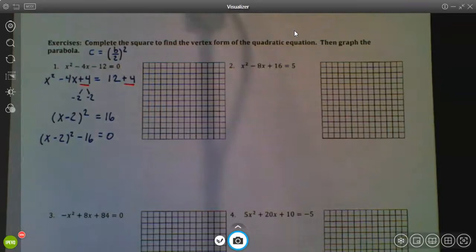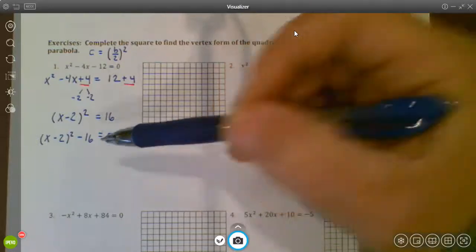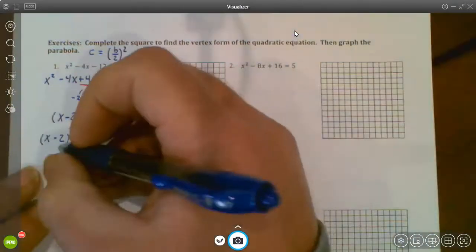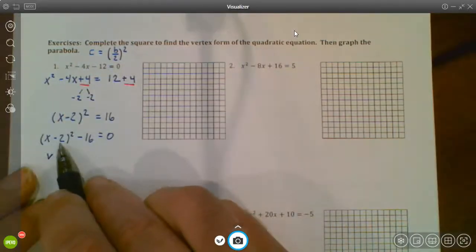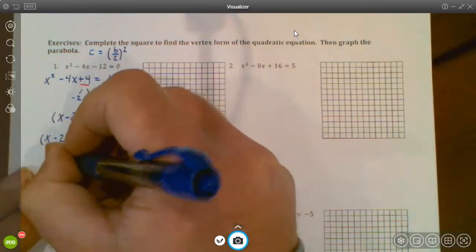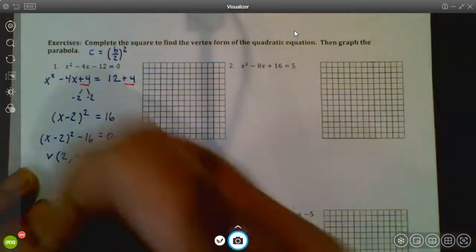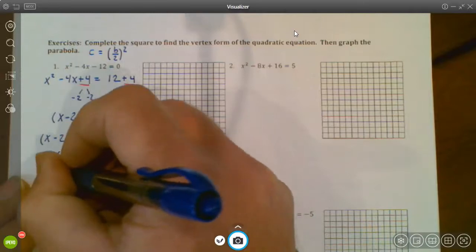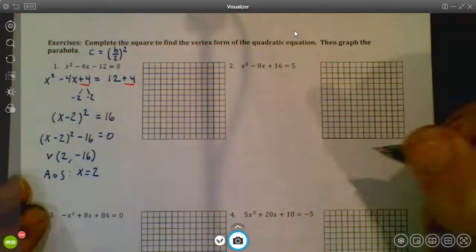Now I can graph it. So we are going to graph these today. This is the same thing you did in lesson 1, but with the extra process of getting it into the correct form. But now I should be able to look at this and identify my vertex, which I can see is (+2, -16). I can see that my axis of symmetry is x equals 2. So let's start graphing this.